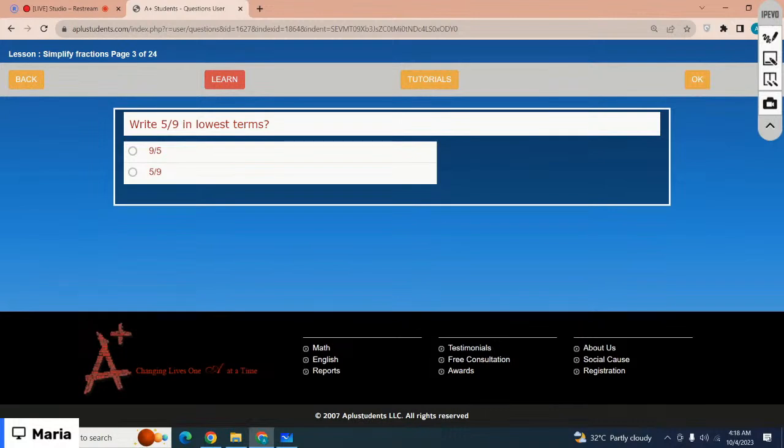Okay, write 5 by 9 in lowest terms. So which is the correct option? The correct option is 5 by 9. That is already in the lowest form. Very good.